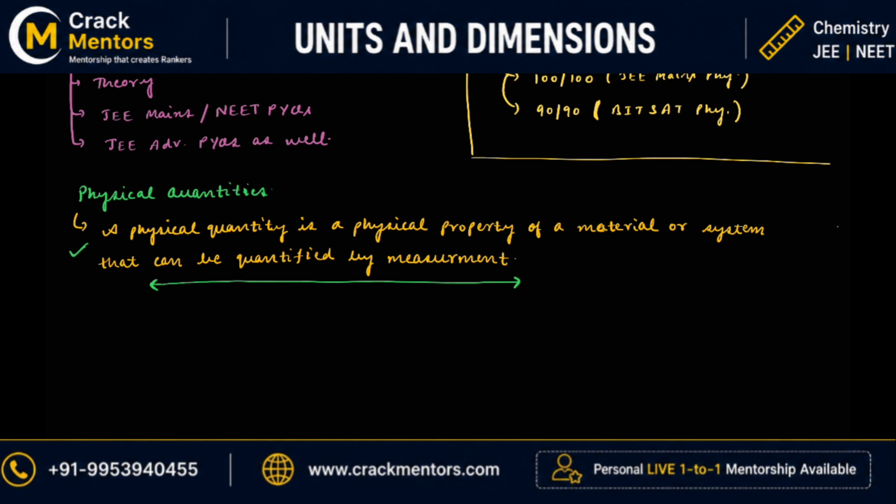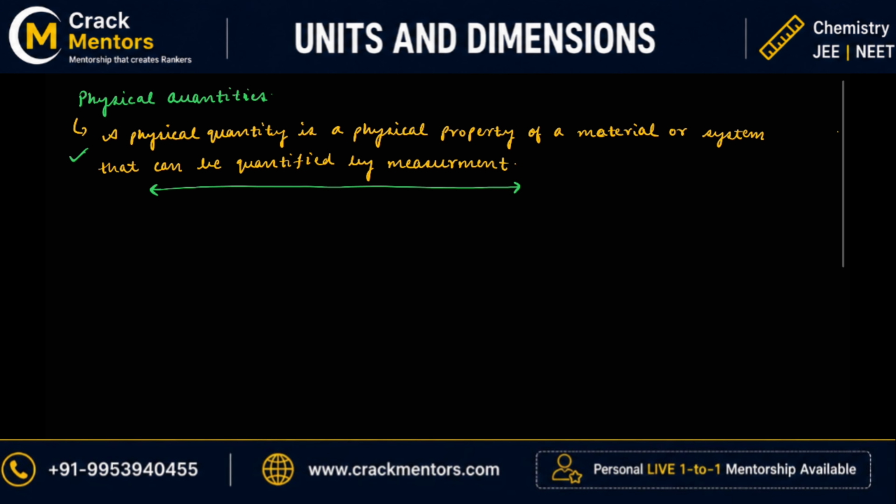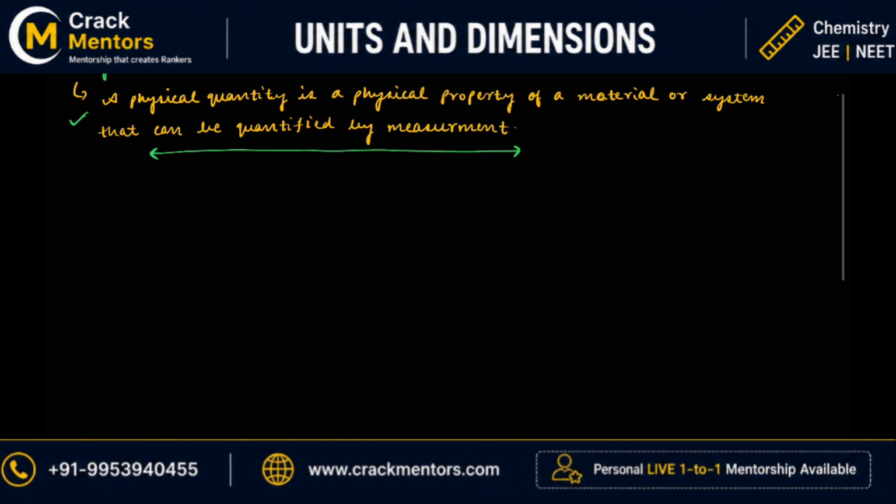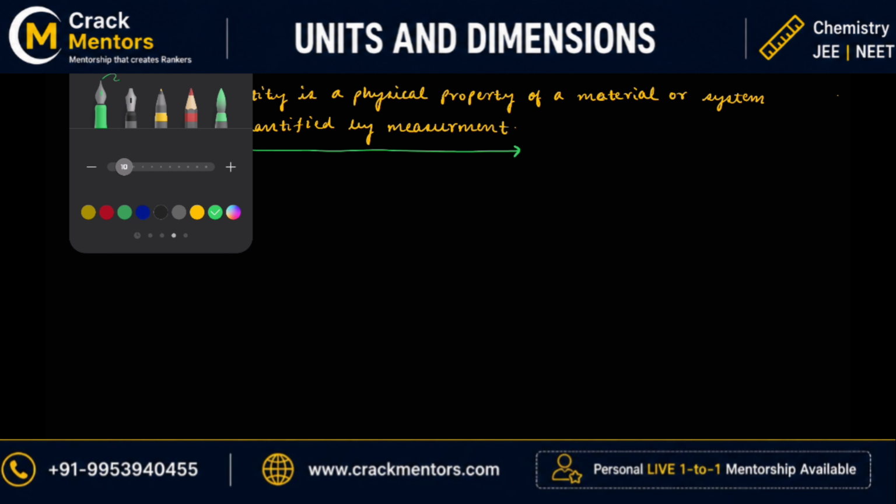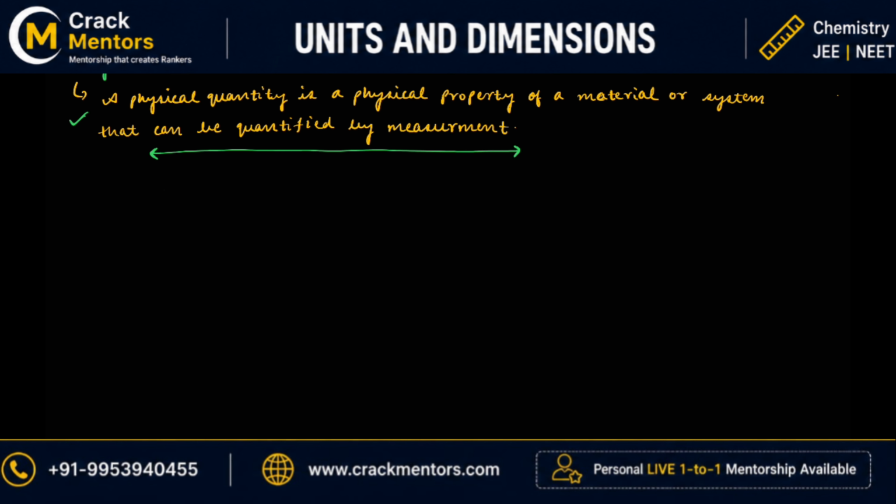It is a physical property of a material or system, not only distance, but also resistance, viscosity, and things like that, that can be quantified by measurement. If we want to dive into the mathematical aspect of physical quantities, we can somewhat write it like this. A little hard to understand right now, but please have some patience.